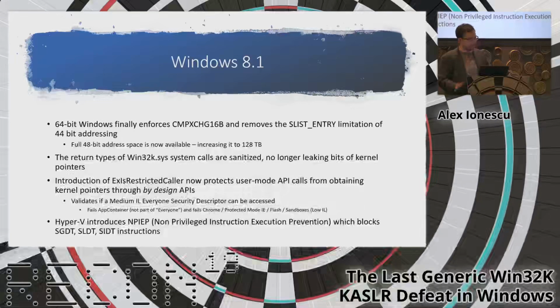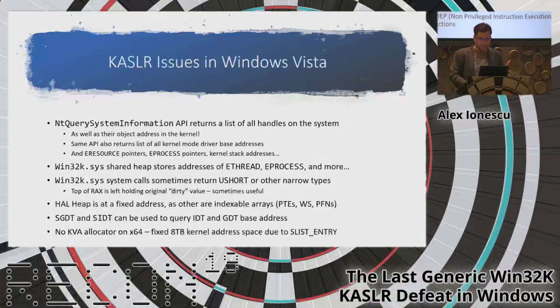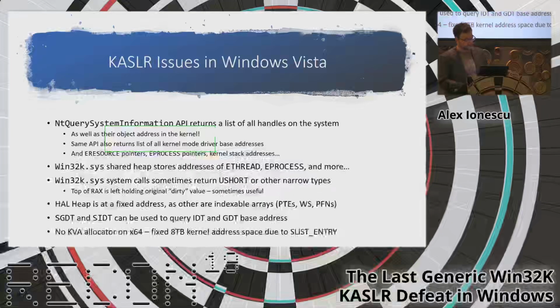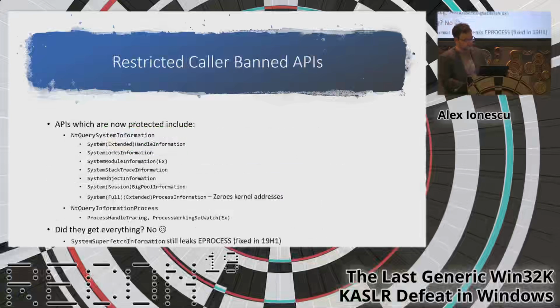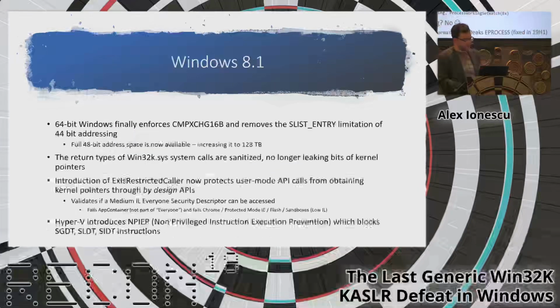They cleaned up the return types of Win32K.sys, so we're not returning 16-bit values anymore. And they finally introduced a function called uXzcEpxt54ybs, which now verifies if you're calling any of these APIs in NtQuerySystemInformation, which actually I put over here. If you're calling any of the ones in the REcon presentation and any of the other ones they found, they're going to check if you're what's called a restricted caller.